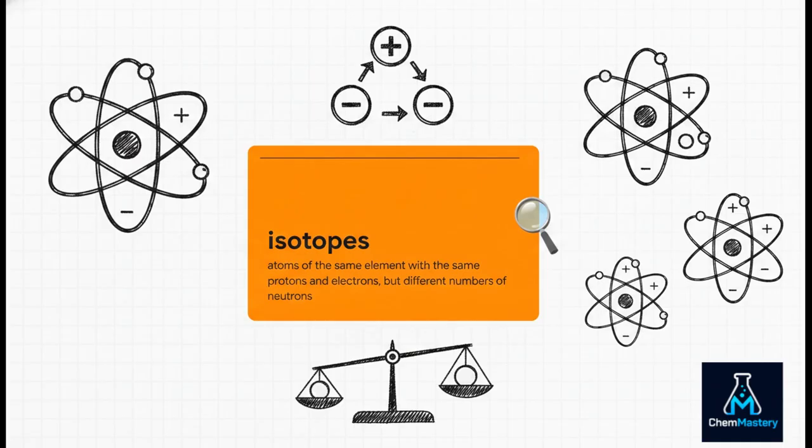An isotope is defined as atoms of the same element that have the same number of protons and electrons, but a different number of neutrons. So the absolute crucial takeaway here is the rule of 3. Same protons, same electrons, different neutrons. You see, the protons and electrons dictate what the element actually is and how it behaves chemically. But the neutrons, they're basically just freeloaders. They're just sitting there in the nucleus adding extra dead weight without changing the chemical identity.